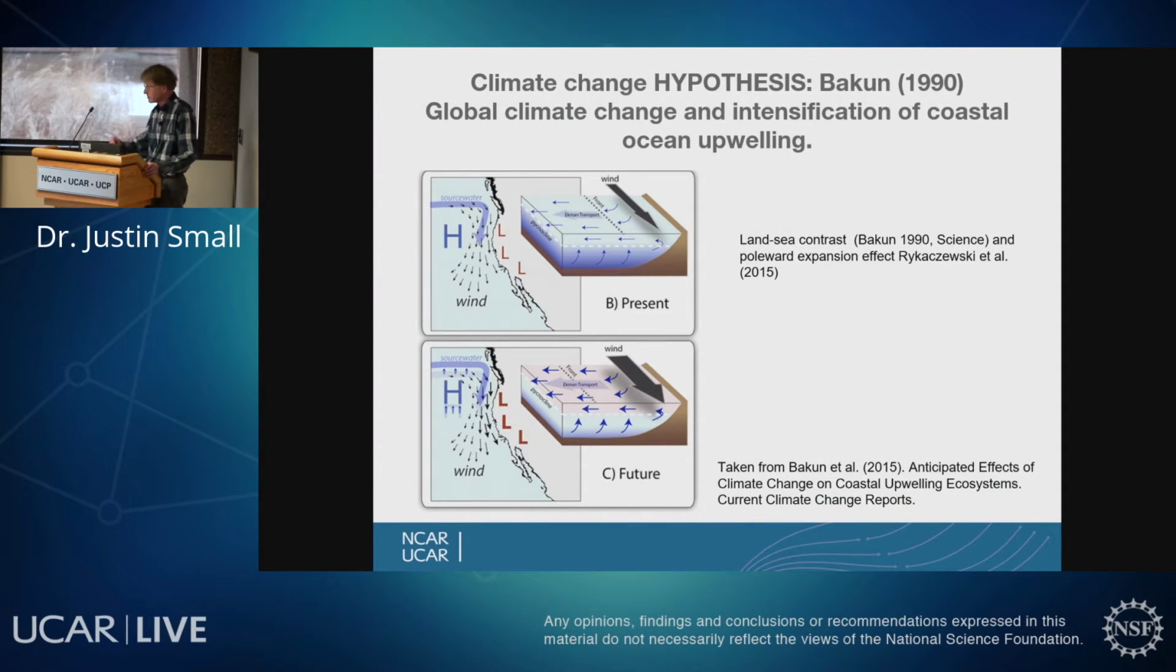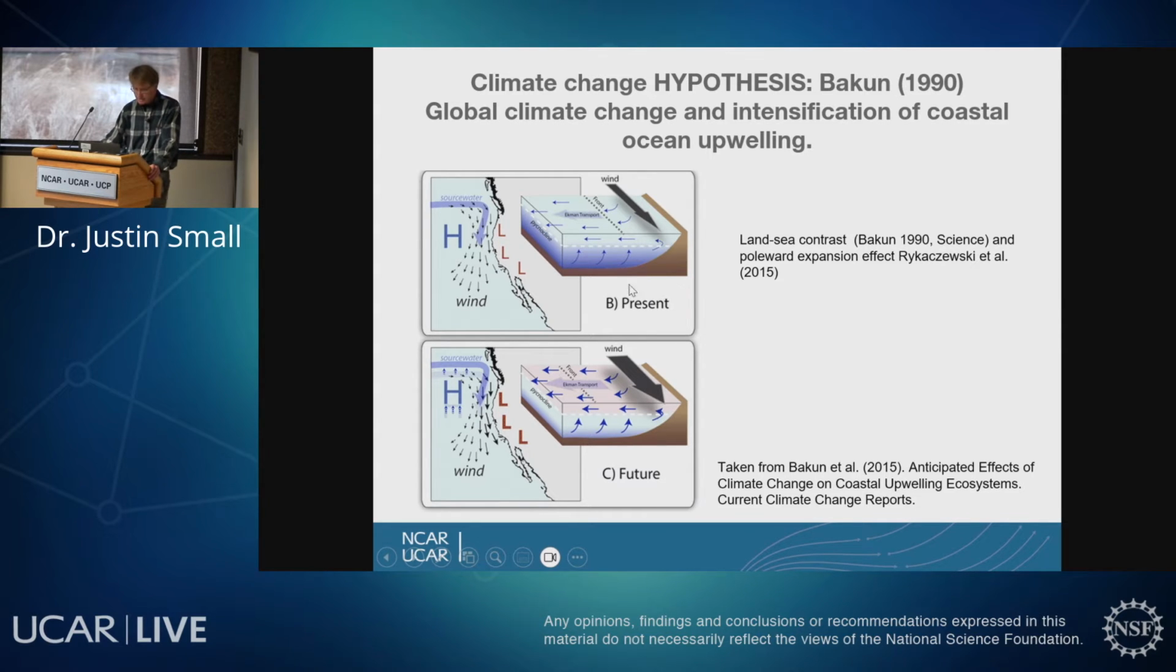Okay, and this is the final slide from the introduction. People want to know what's going to happen under climate change. So the hypothesis that was raised by Bakun in 1990 was that there would be an intensification of coastal ocean upwelling due to stronger winds along shore. And the idea here was that under a warming planet, the land would be warming more, there'd be an increased land-sea contrast, because the land would be warming more than the ocean. The pressure gradients would strengthen, and the alongshore flow, shown as these arrows, would strengthen.